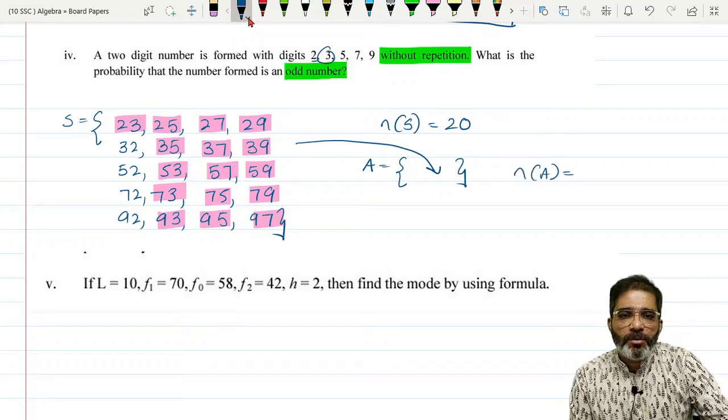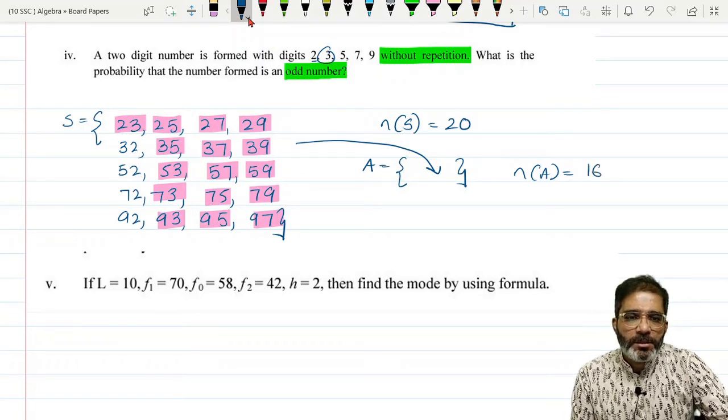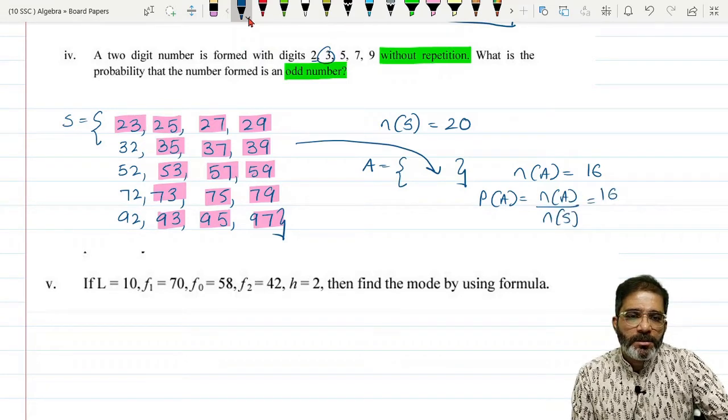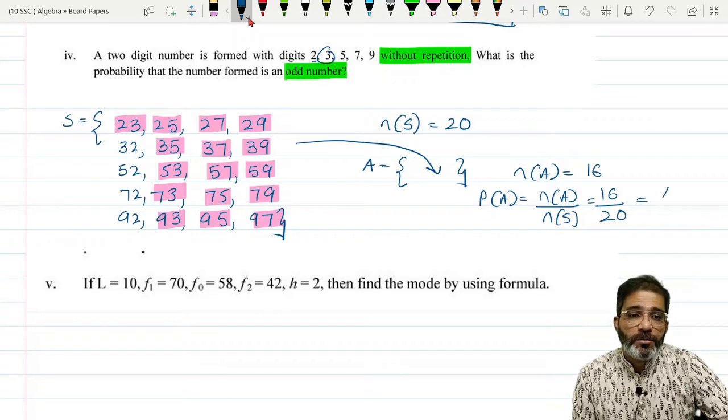So n(A) is going to be, let us count, 1 2 3 4 5 6 7 8 9 10 11 12 13 14 15 16. So the probability of A is n(A) upon n(S), 16 upon 20, we reduce by 4, so 4 by 5. So the answer is 4 by 5.